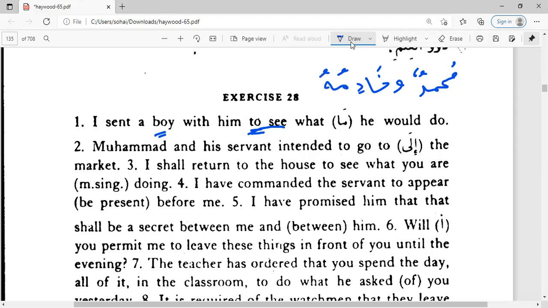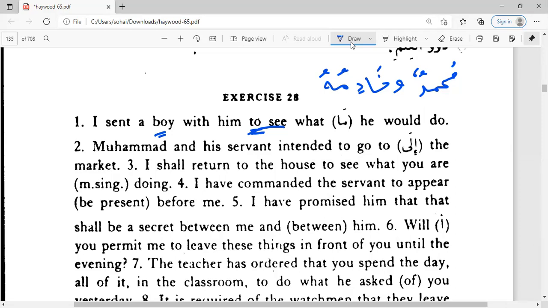Sorry, I can't remember intended. Qasada. What is intended in Arabic? Qasada yaqsudu. Qasada means to intend. Can you hear me? Sorry, your voice is chopped. Qasada means to intend, qasada yaqsudu.